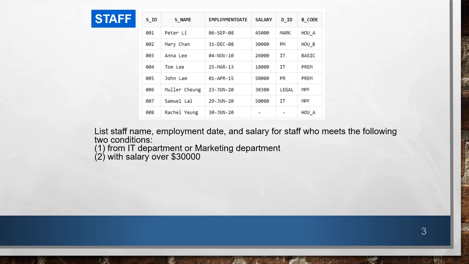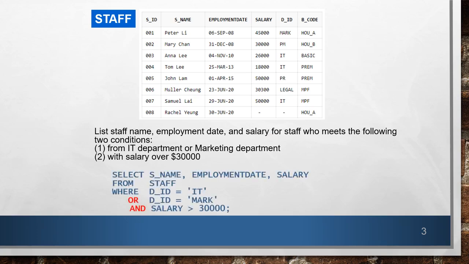Suppose we execute the below select statement. Select name, employment date, salary from staff where DID equals IT or DID equals MARK and salary greater than 30,000. Will the select statement give us the correct results?